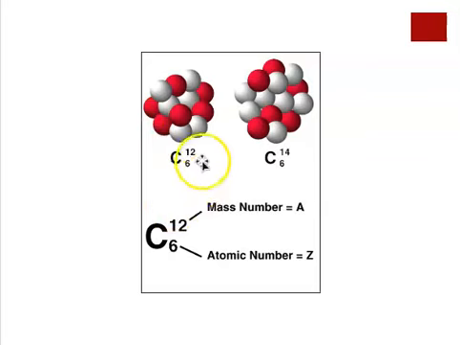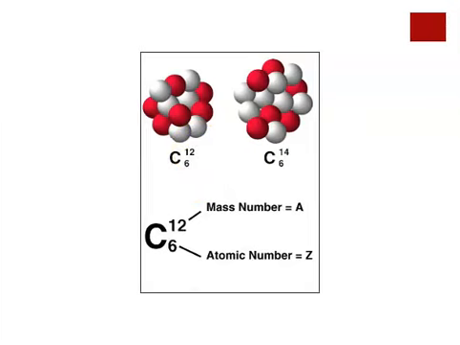The atomic number describes the number of protons that are in the atomic nucleus. And the mass number tells me the number of protons plus neutrons together in the atomic nucleus. So if I have 6 protons, my atomic number, and I have a total of 12 as my mass number, 12 minus 6 tells me that there are 6 neutrons in there as well.